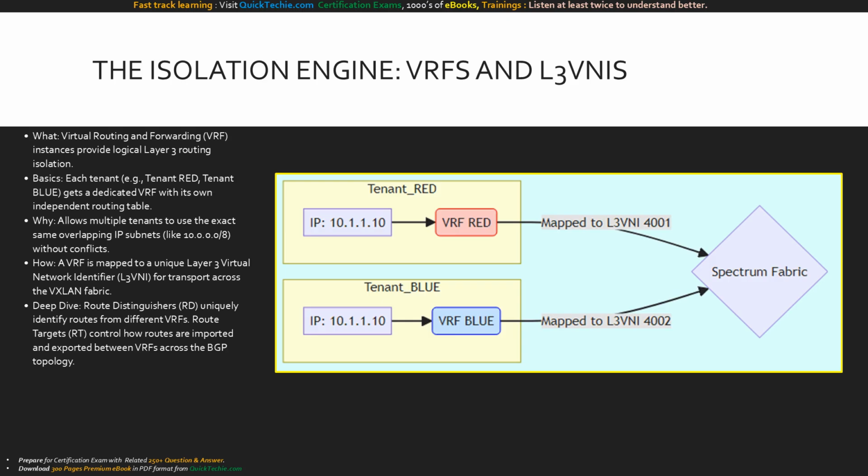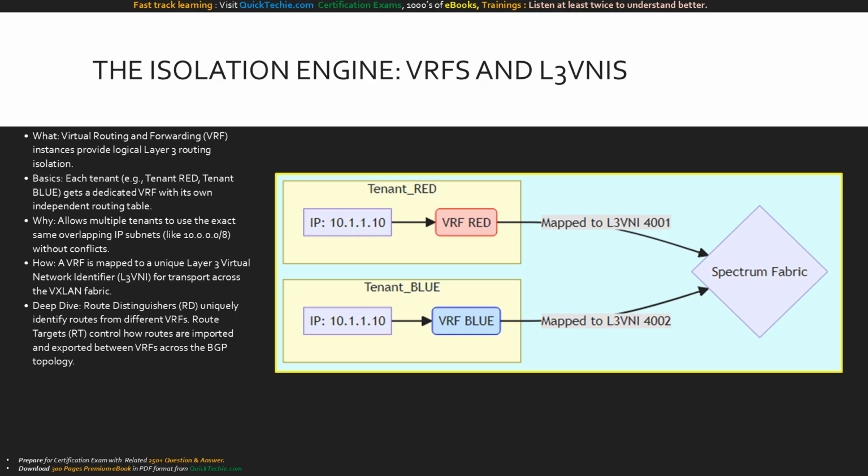On slide 2, we look at the actual isolation engine, virtual routing and forwarding, or VRF. What is a VRF? Just as a VLAN isolates layer 2 broadcast domains, a VRF isolates layer 3 routing tables. The basics are simple. Every tenant is assigned their own VRF. Why is this mandatory? Because in a cloud environment, tenant A and tenant B might both decide to use the 10.0.0.0/8 IP subnet. Without VRFs, this causes a catastrophic IP conflict.